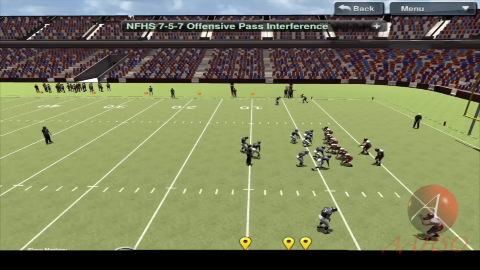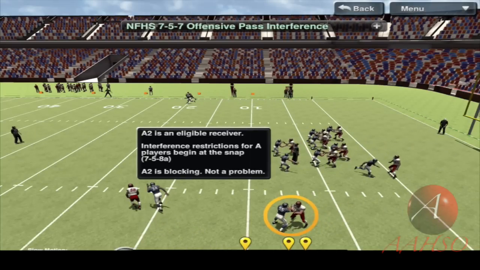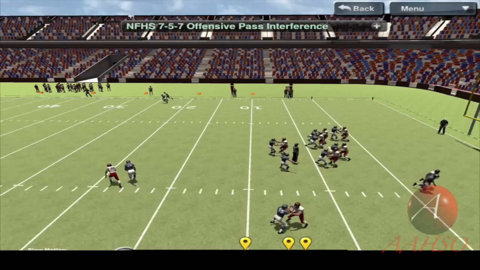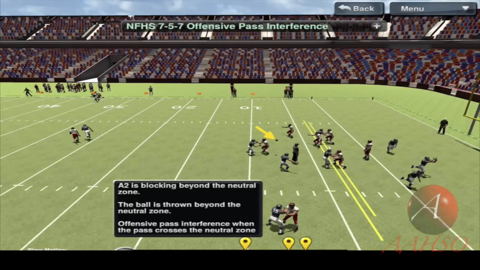So let's just look at this play and start off with, and we see that this guy in the slot right here comes down and blocks number 55 right here beyond the expanded neutral zone, which is fine right now because the ball hadn't been thrown beyond the line of scrimmage. But we keep running the video, and look, there it is. There's the ball thrown beyond the neutral zone, and it's offensive pass interference as soon as the ball crosses the neutral zone, because this player is blocking beyond the expanded neutral zone.